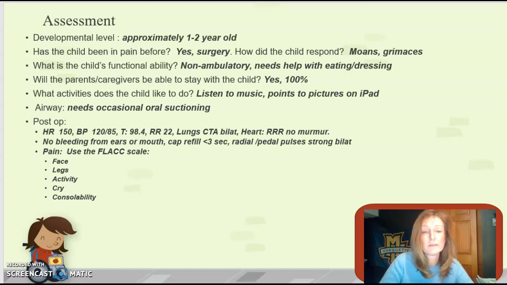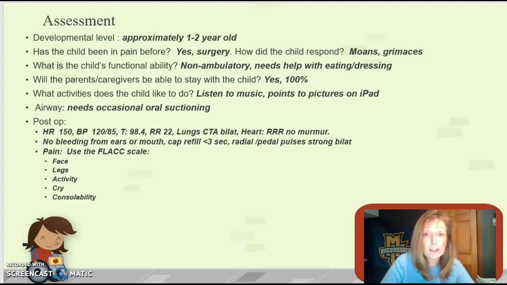So our assessment. What did we find with this child? Well, through reading the notes and talking to the parents, we know that this child's developmental level is severely delayed, at approximately a 1 to 2-year-old intellectual ability. The child has had surgery before, and the parents know that when the child is in pain, they moan or make a facial grimace. The child's functional ability is mainly non-ambulatory, so the child does need help with eating and dressing.